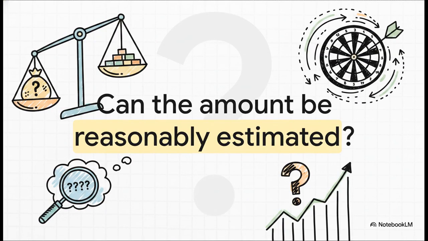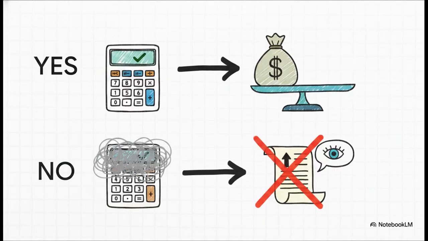Which brings us to Step 3. We've decided whether to accrue, so now we need to figure out how much. Can the amount be reasonably estimated? Like, can we actually pin a reliable number on this thing? If yes, you accrue your best estimate and you disclose the nature of the contingency. Pretty straightforward. But what if the answer is no? If the situation is just too murky and you literally cannot make a reasonable estimate, even if the loss is probable, you're limited to disclosure only. You just have to clearly state in the financials that the amount cannot be reasonably estimated.